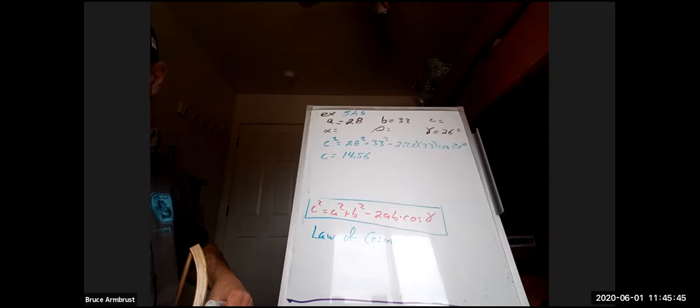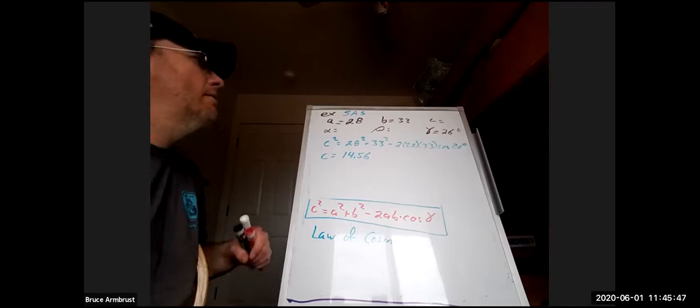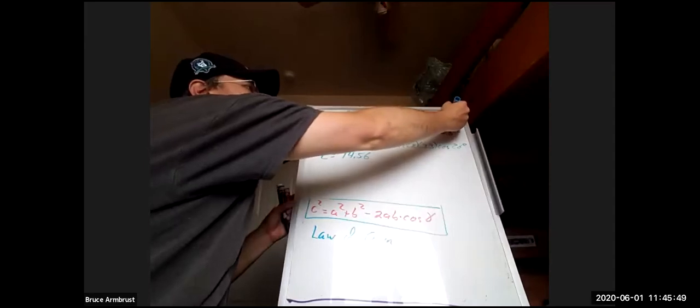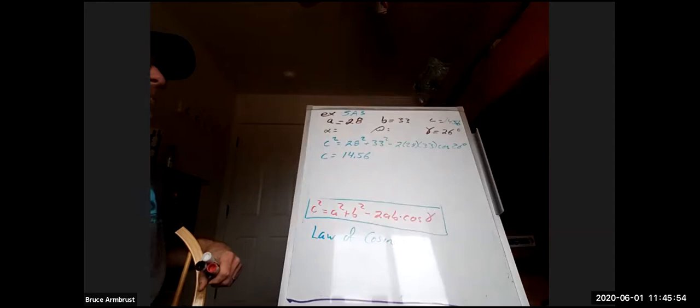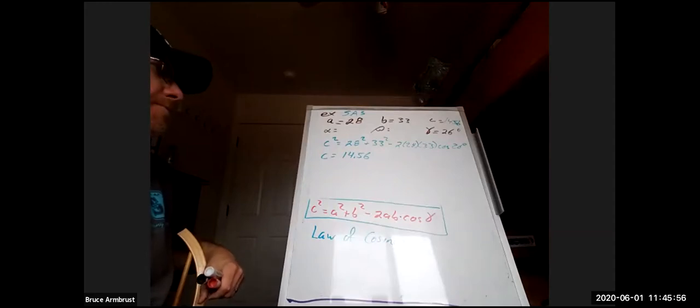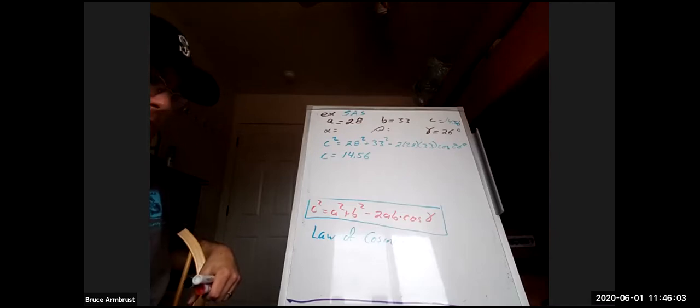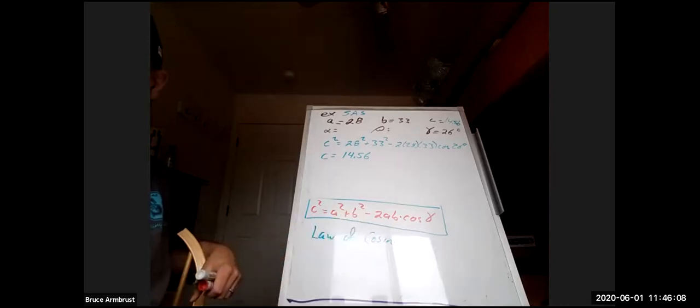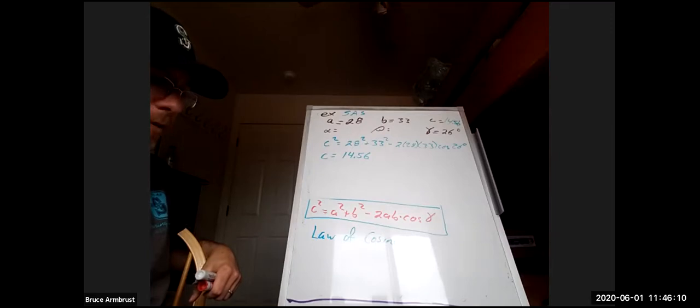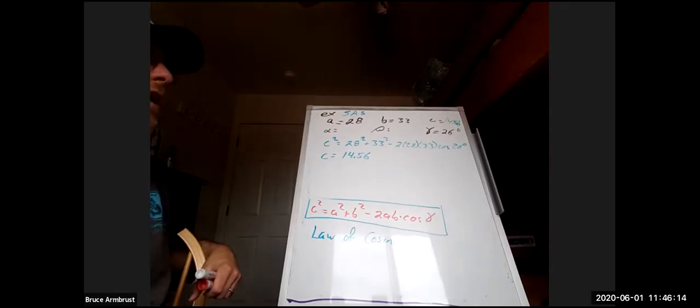Well, cool. So now we've got C. Now we've got to find alpha and beta. We could use the law of cosines again, but we'd have to use a different form, the form that involves alpha or beta. But we don't have to. We can actually use the law of sines now, and that's what I recommend that we do.